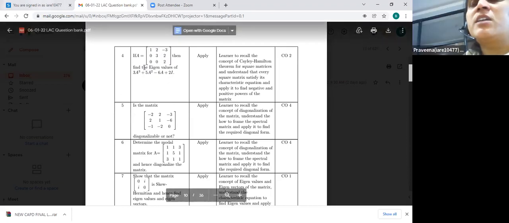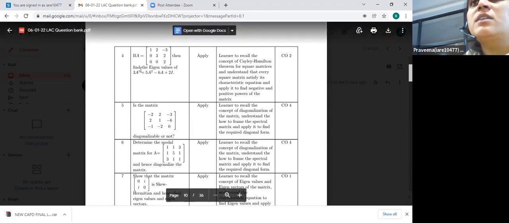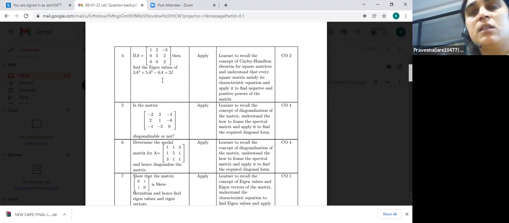Note the fourth question. If A is equal to 1, 2, minus 3, 0, 3, 2, 0, 0, 2, then find the eigenvalues of 3A cube plus 5A square minus 6A plus 2I.